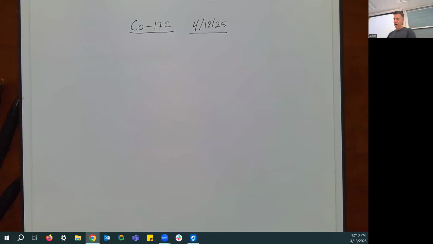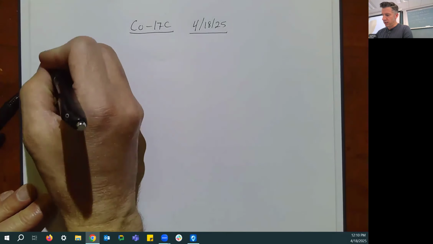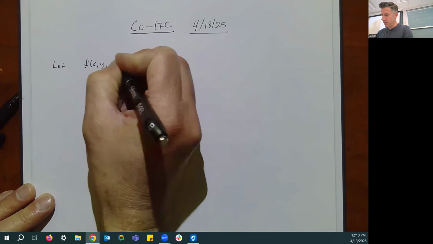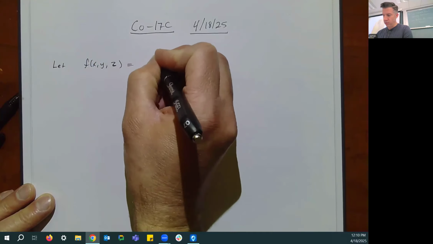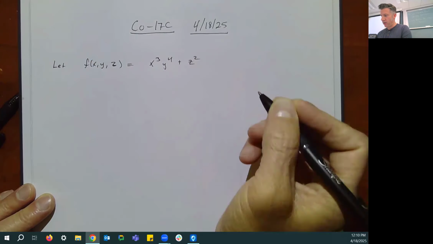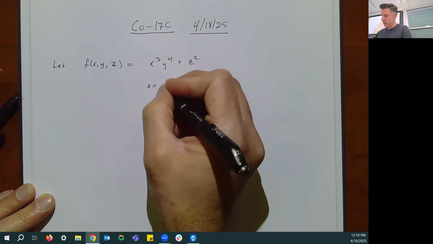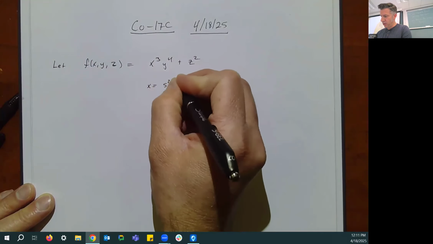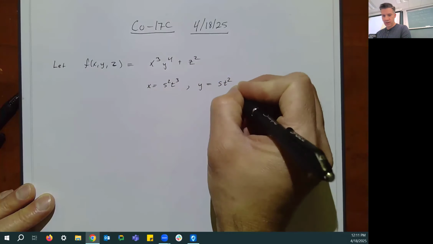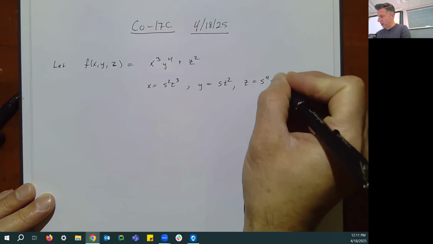So let's say we have the following setup. Let's say that we have F of x, comma y, comma z is equal to x cubed times y to the fourth plus z squared. And we are given that x is equal to s squared t cubed, y is equal to st squared, and z is equal to s to the fourth t squared.